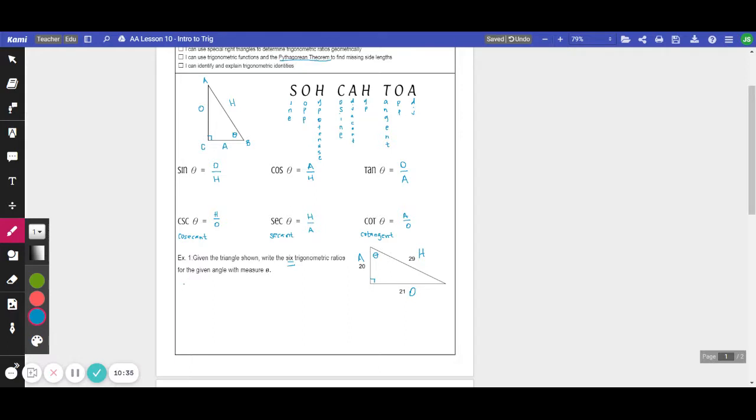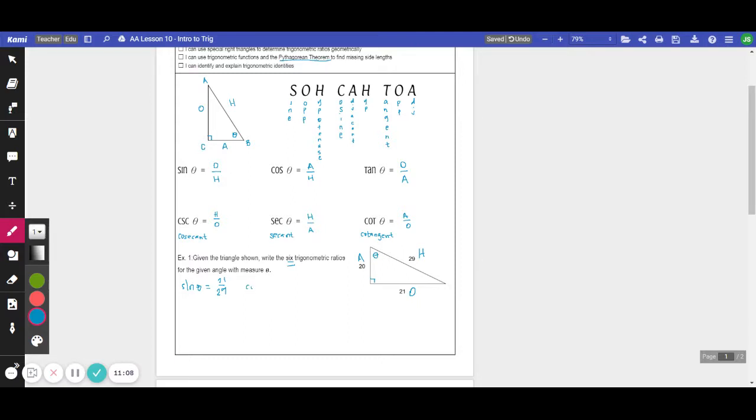So we're going to do sine of theta. And if you look back up here, sine is the length of the side opposite. Well, opposite was 21, divided by the hypotenuse. How long is the hypotenuse? Hypotenuse is 29. So that is all we're doing for this problem, is setting up these ratios. The sine of theta is 21 over 29.